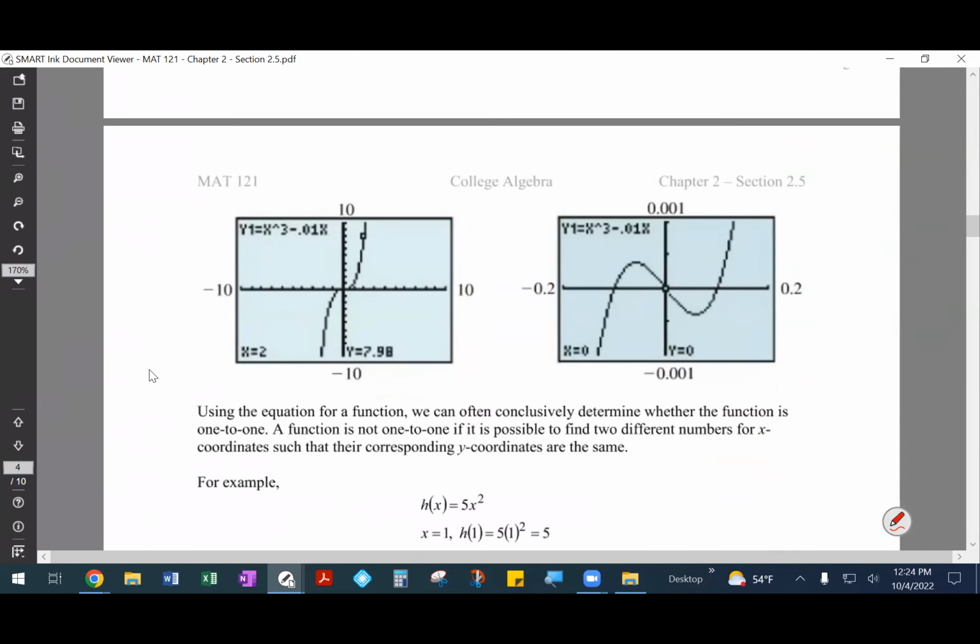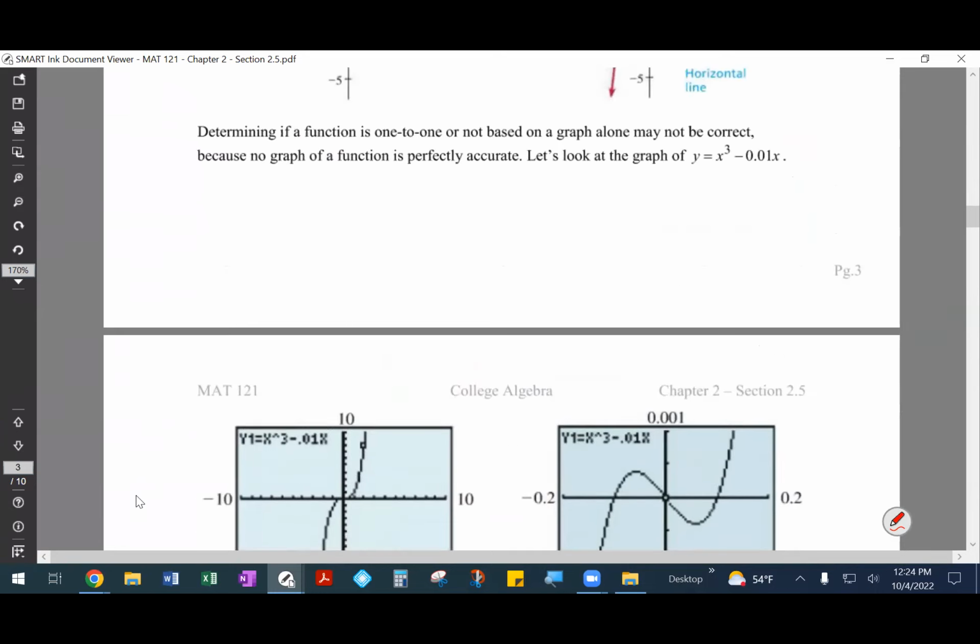However, sometimes don't depend on the graph only. Yes, horizontal line test is good to have, but if you have a function something like this, and this is the function x to the third power minus 0.01x.